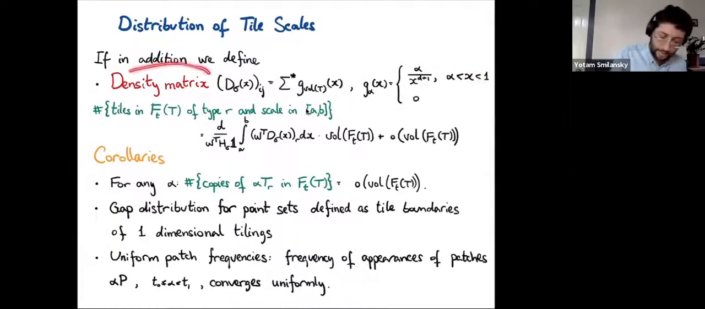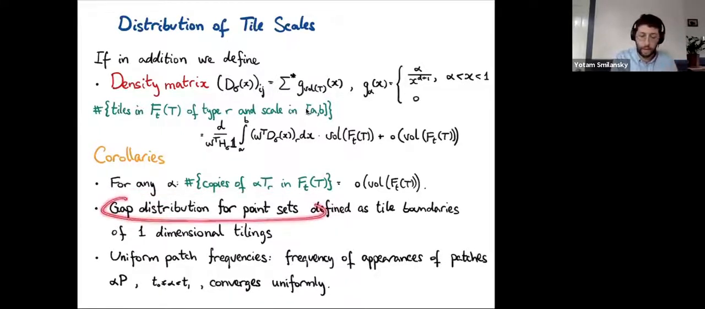So using these densities, you can really understand everything you want to know about the statistics of tiles, which is very rich. Not only are they appearing dense in a dense interval of scales, but you can really touch the distribution. And if you're only interested in one-dimensional constructions, and instead of tiles you think of their boundaries and you get these point sets, then you know everything you want to know about the gap distribution. This is an important correlation that one studies when one looks at point processes, for example.